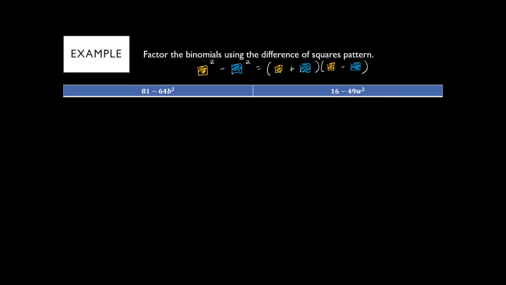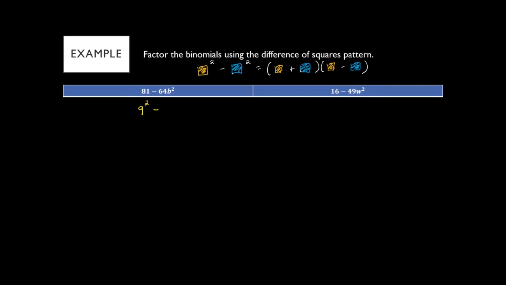So let's look at the one on the left. We've got 81 minus 64b squared. So with the numbers, we're looking for things we can take the square root of, because that is the opposite of squaring. So the square root of 81 is 9. So I can rewrite this as 9 squared. And then I'm going to have my minus.